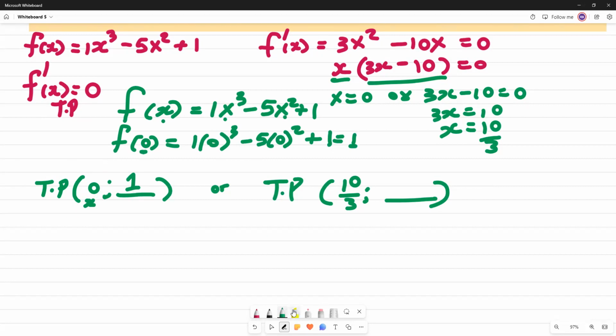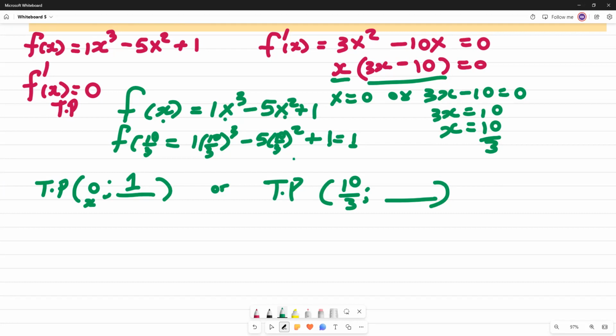Now let's check with 10 over 3. I'm just going to erase here, there, and there. So we're going to check with 10 over 3 now. What do we get? We replace this with 10 over 3. Okay, let's quickly press our calculators and see what it gives us. (10/3) in brackets cubed. All my substitutions, I always use brackets, okay? Cubed, and then minus 5 in bracket, 10 over 3, close bracket, squared, plus 1.